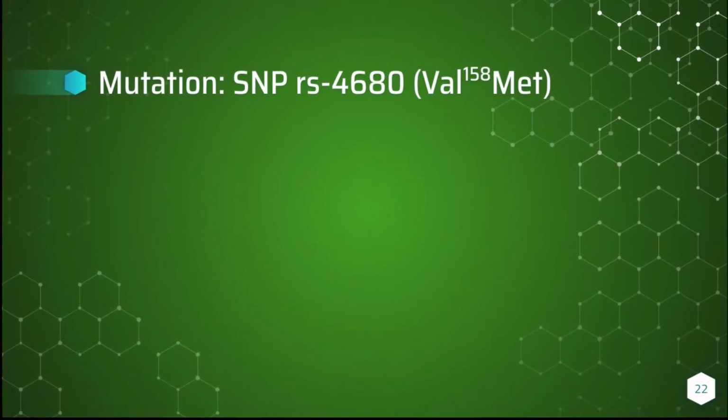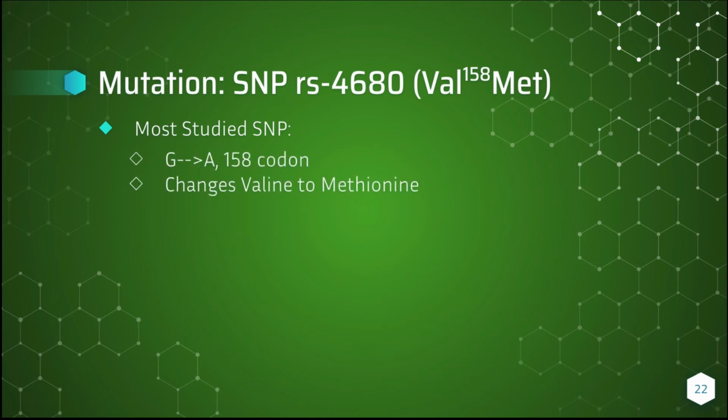Okay, let's talk about the RS4680 SNP, also called the Val158Met SNP of the COMT gene. So this single nucleotide polymorphism is actually the most studied SNP of all of the ones associated with COMT. It involves a guanine that changes to adenine in the 158th codon, which changes a valine amino acid into a methionine amino acid. In the wild type, which is basically the natural variation of the COMT gene, there are two guanines in the area which yield two valine amino acids and is associated with lower dopamine levels.